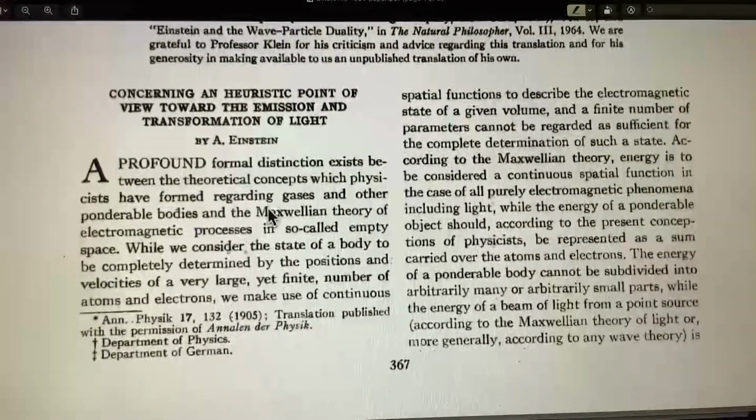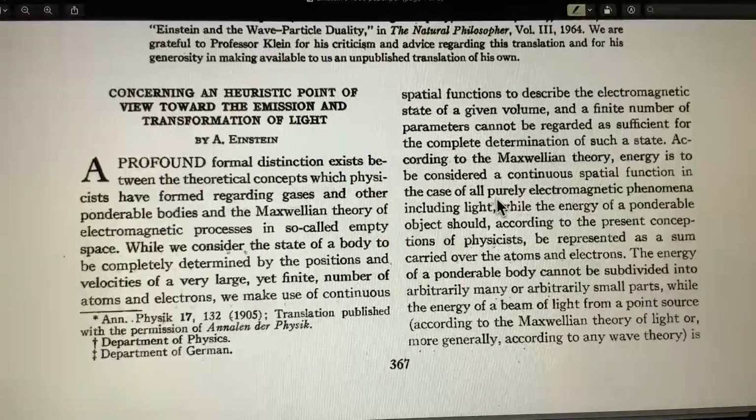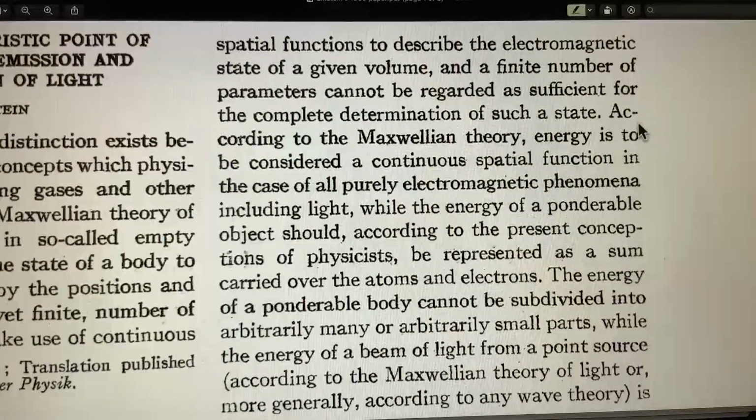Then in the opening paragraph, there's something very interesting that I would like to point out. Let me increase the size of the letters, and then you can see it here. According to Maxwellian theory, let me tell what it is. In Maxwell's electrodynamics, light or electromagnetic radiation is a continuous spatial function in the case of all purely electromagnetic phenomena, including light. So light is considered as a wave that is spread over continuously in space.